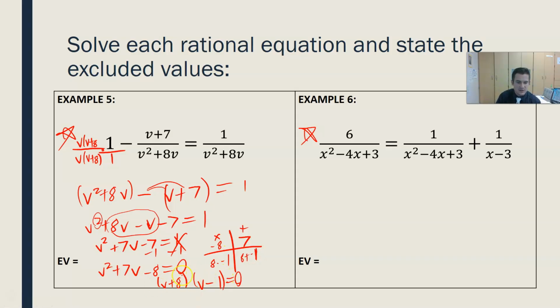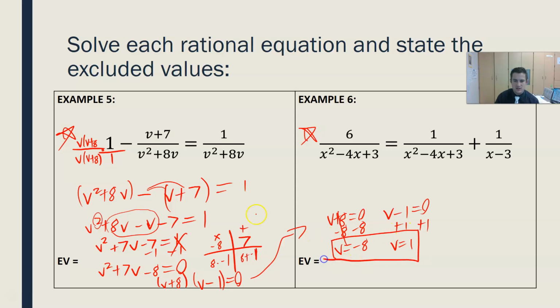When I set each of those equal to 0, let me write over here, v plus 8 equals 0, and v minus 1 equals 0. Let me go ahead and subtract 8 on both sides, so I get v equals -8. Add 1 on both sides, so I get v equals 1. So my two solutions to this big ol' equation I'm working with are -8 and 1.